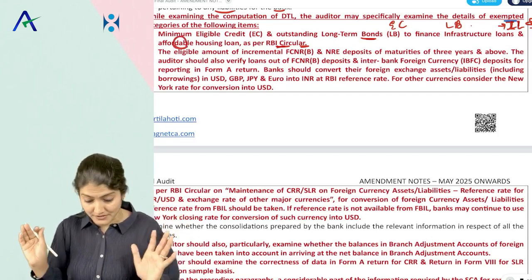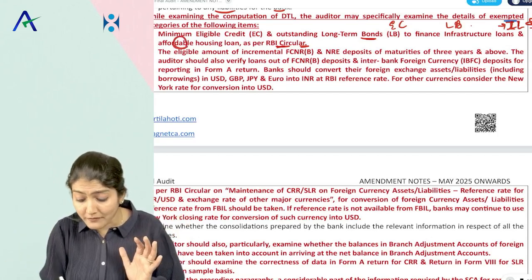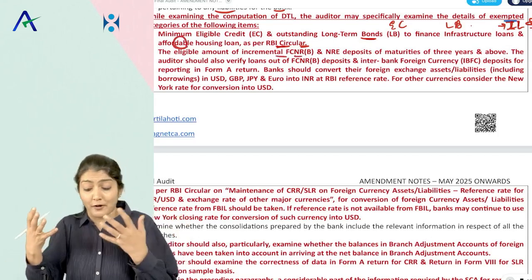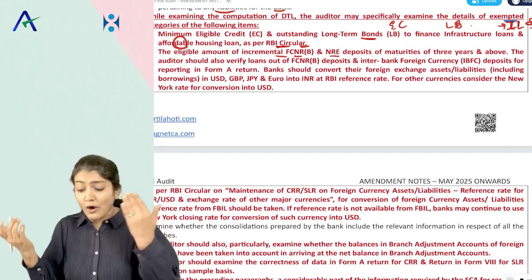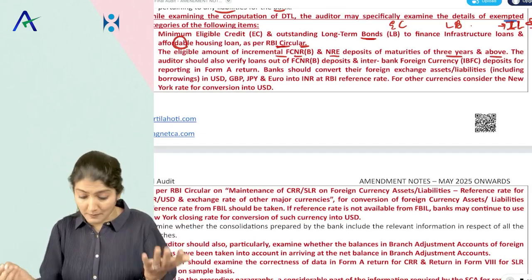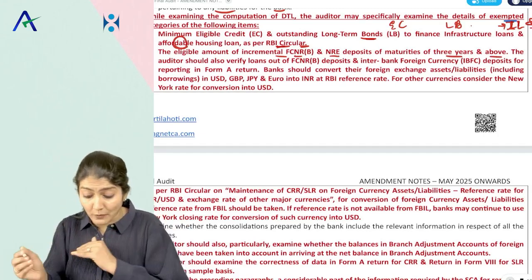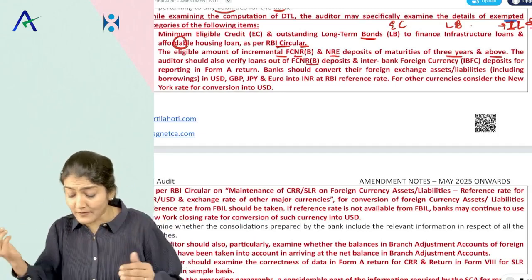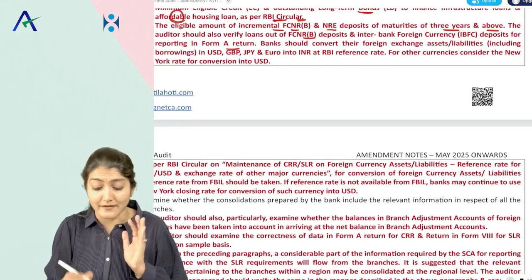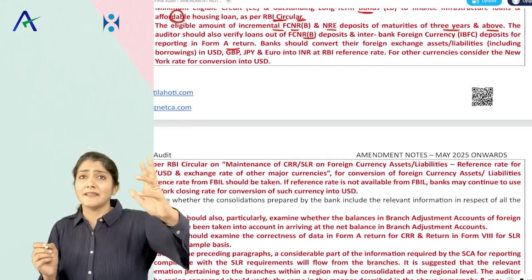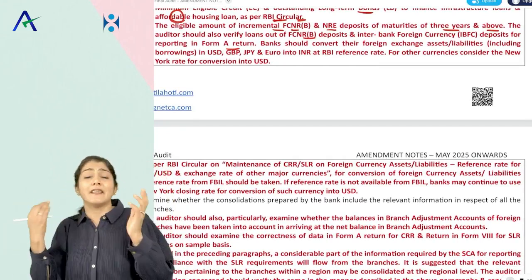It is exempted. Right, then the eligible amount of the incremental FCNR, foreign currency non-resident account, and the non-resident external accounts of maturities of 3 years and above. The auditor should verify loans out of the FCNR deposits and the interbank foreign currency deposits for reporting in Form A return. Form A is regarding the CRR and Form B is regarding the SLR.